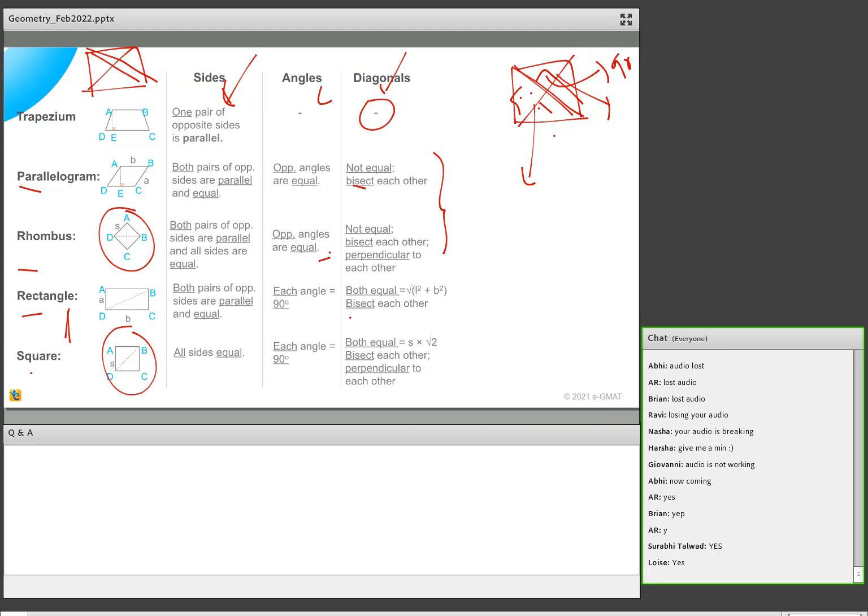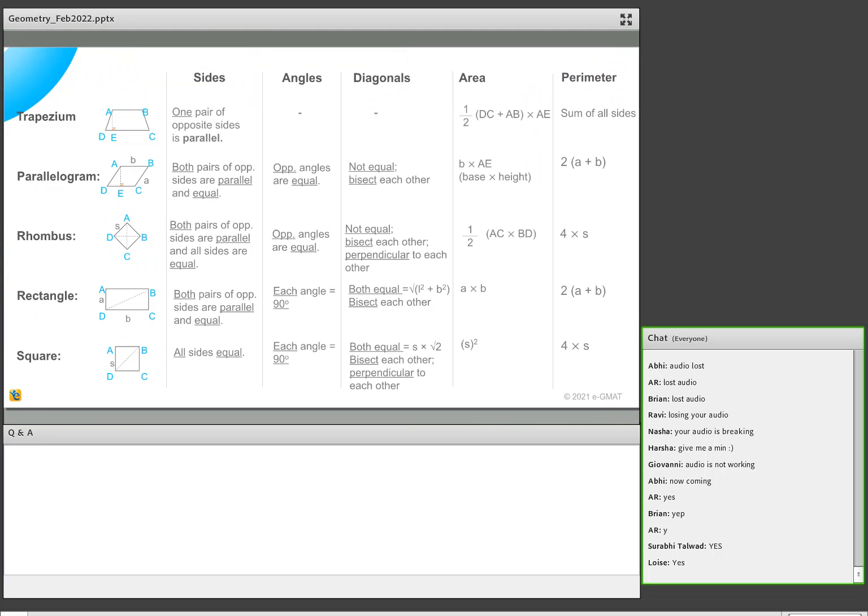Let's talk about the easier aspects, that is area and perimeter. This you have to know. When you're talking about trapezium, what is the area? Half into sum of parallel sides into distance between parallel sides. You should know that. For parallelogram, base into height; perimeter is the same as rectangle, 2 times length plus breadth. What is area of rectangle? Length into breadth. What is area of square? Side squared. What is perimeter of square? 4 times s. You should know this.